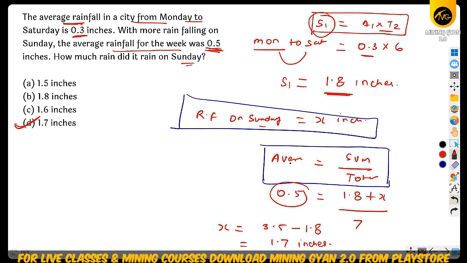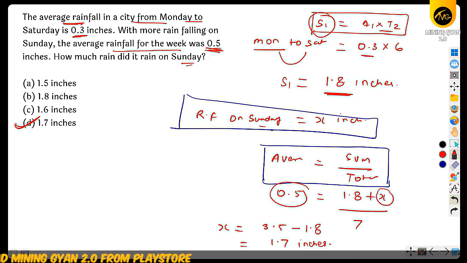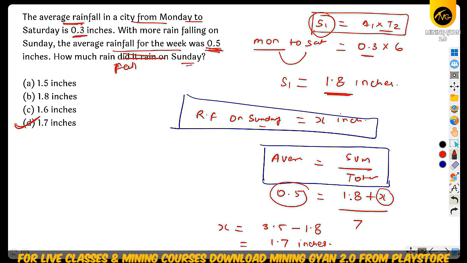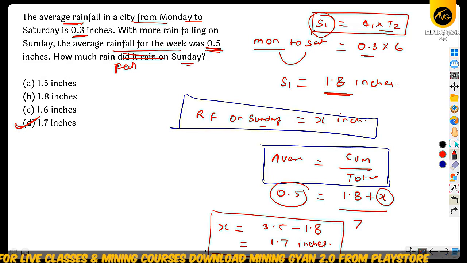Now we have already the average of 1 week, that is 0.5, and the sum is equal to 1.8 plus x divided by 7. Now what is the x? Basically this is the rainfall on Sunday, that we have to find out in the question. So x is the rainfall on Sunday. Just calculate the numbers and get the value of x, and that will be the answer of the question. So I hope it is clear, or any doubt else?